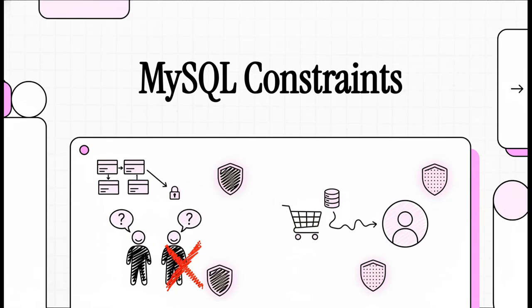Have you ever stopped to think about what keeps your data from just turning into a total disaster? What's stopping someone from creating a duplicate username on a website? Or what makes sure every online order actually has a customer attached to it? Well, the answer is this powerful set of rules working behind the scenes. So today, let's meet these unsung heroes, the guardians of your data, MySQL Constraints.